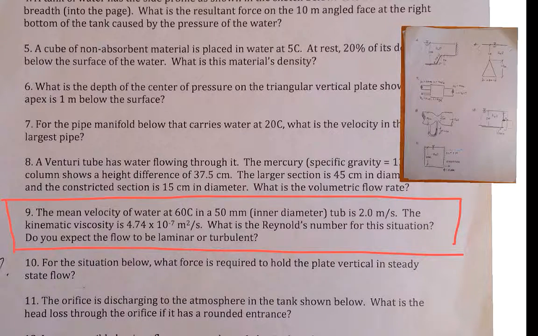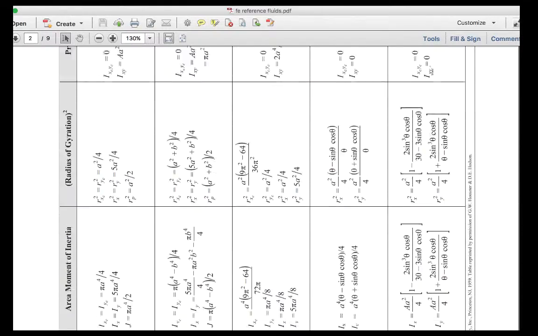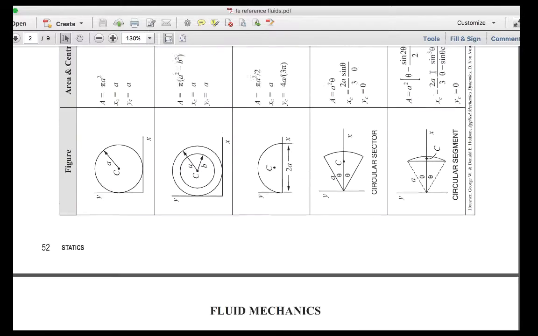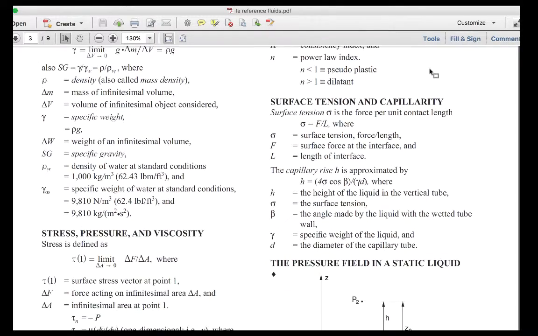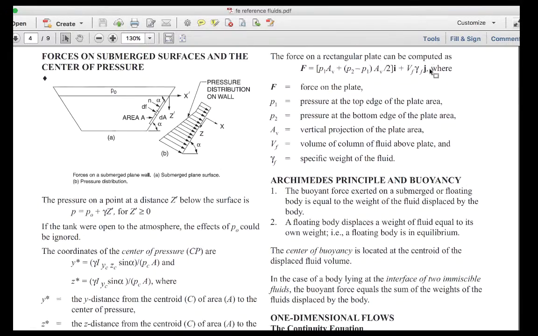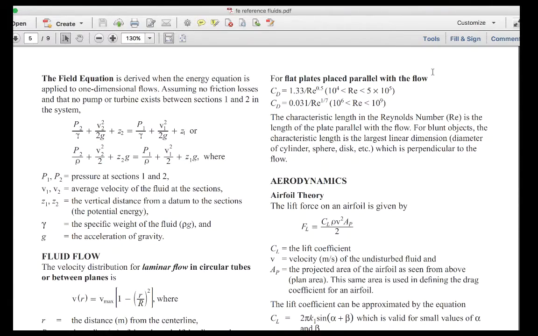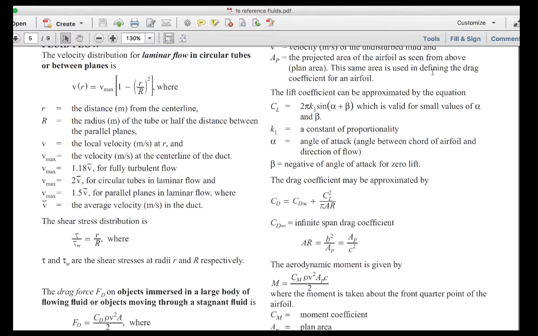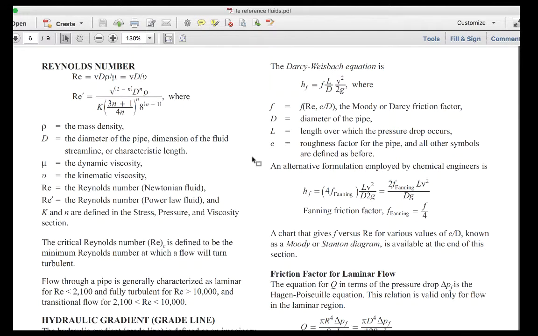Now, in order to get this, we're going to have to consult the FE reference materials. I've provided the FE reference materials here just for the fluid section. You can see there's stuff on statics for different geometries. There's a section on fluid mechanics that goes over density and surface tension, pressure issues in a static fluid, forces on submerged surfaces, buoyancy issues, and then down to flow. You see the field equation, or the Bernoulli equations, some things about airfoil, and then you get to Reynolds number. This is what we need in order to calculate this question.